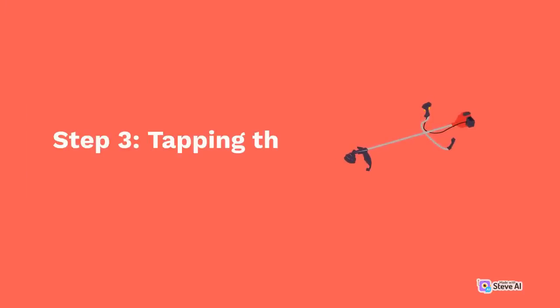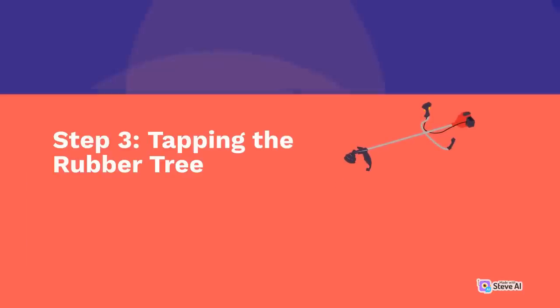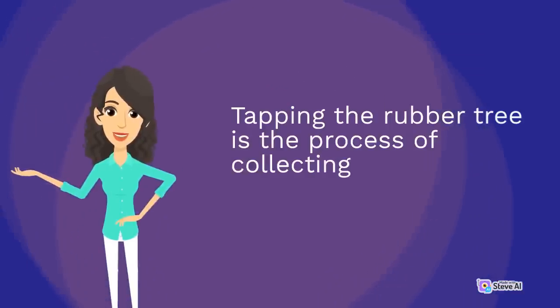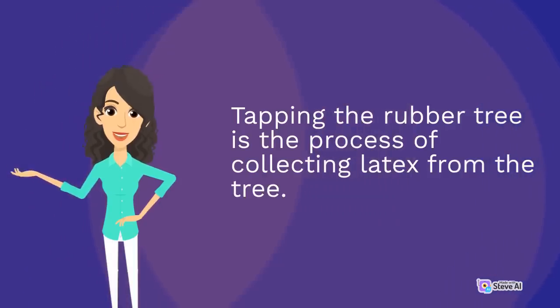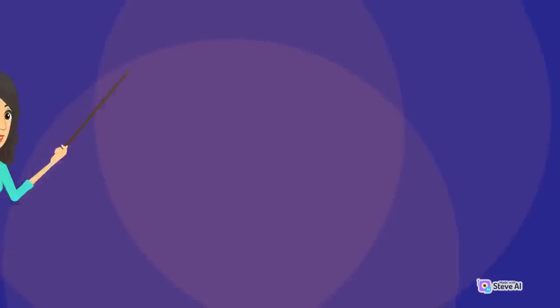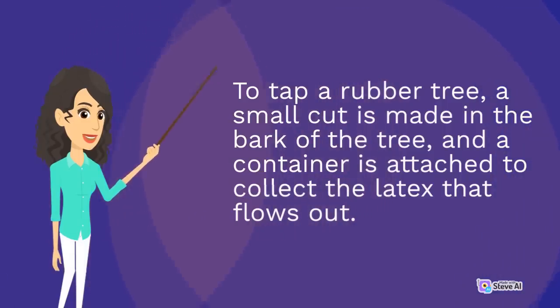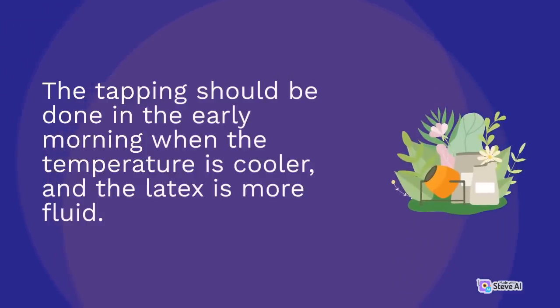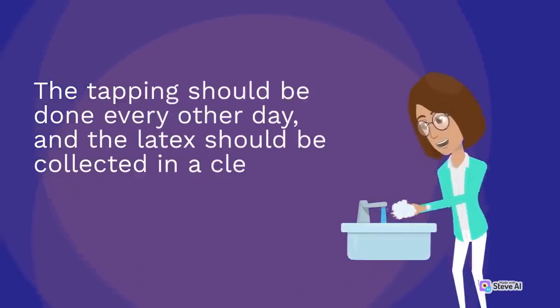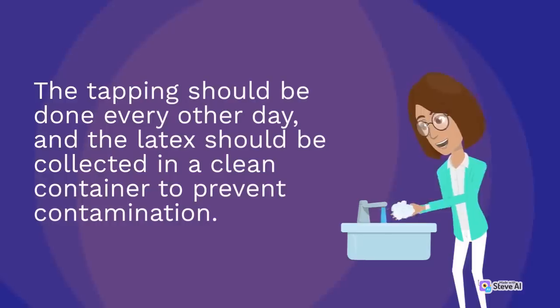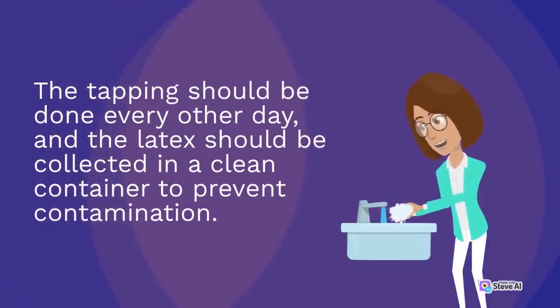Step 3. Tapping the rubber tree. Tapping the rubber tree is the process of collecting latex from the tree. To tap a rubber tree, a small cut is made in the bark of the tree, and a container is attached to collect the latex that flows out. The tapping should be done in the early morning when the temperature is cooler, and the latex is more fluid. The tapping should be done every other day, and the latex should be collected in a clean container to prevent contamination.